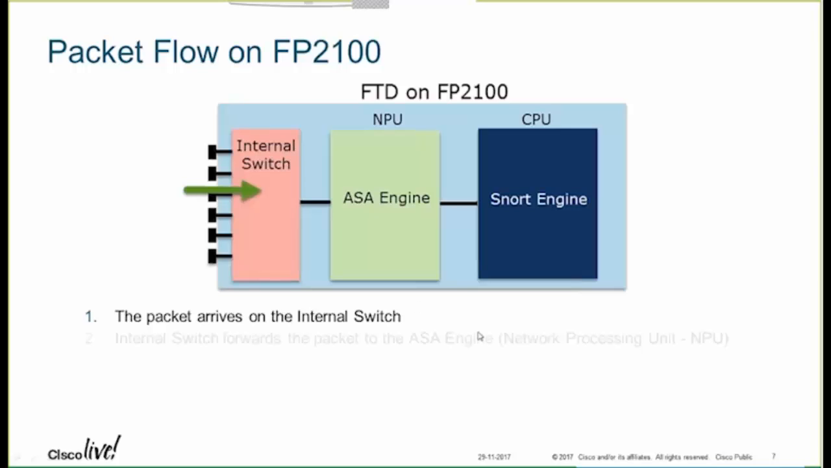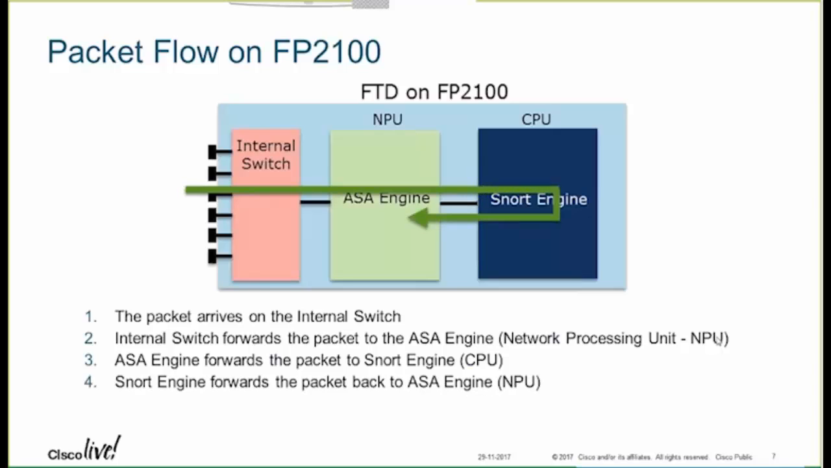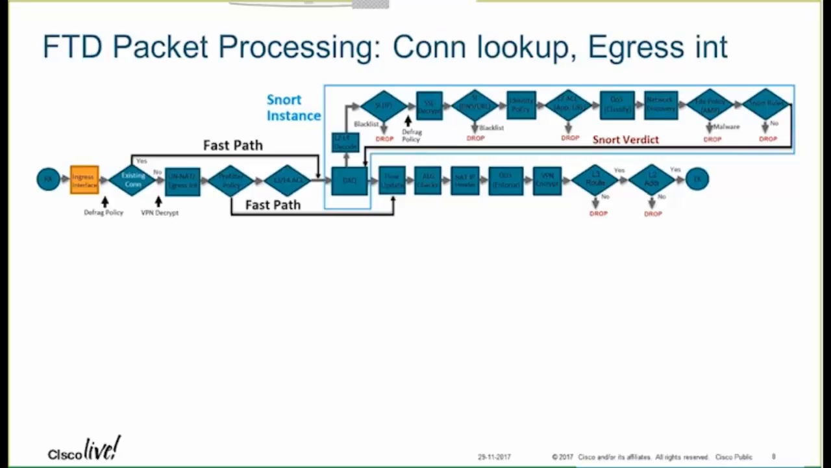So it starts off with the same flow here. The packet first arrives on the internal switch, and then the switch forwards the traffic to the ASA engine. So this is basically the FTD, and then the ASA engine will send the packet forward to the SNORT engine, and the SNORT engine completes its processing and sends the traffic back to the ASA engine, and from the ASA engine back to the internal switch, and then back onto the physical network. So this is basically the complete packet processing which happens on the FTD.